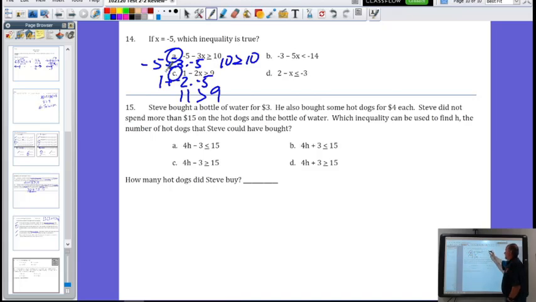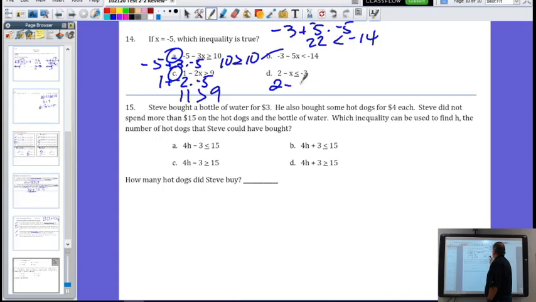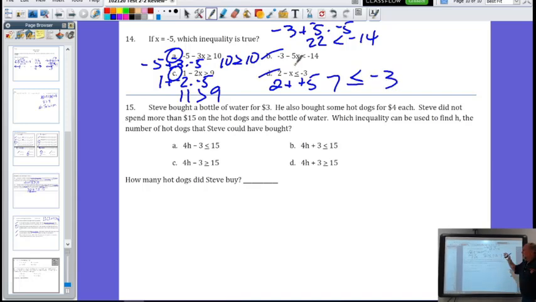Now, B, -3 minus 5 times -5. So I change this. So -5 times -5 is 25. 25 plus -3 gives me 22. Is 22 less than -14? No, it is not. So that one is out. Okay, this one, 2 minus -5, which becomes plus. So that would be 7 is less than or equal to -3. And is that true? No, it is not. So in this particular problem, we did have 2 correct answers. On your test, that won't be the case.